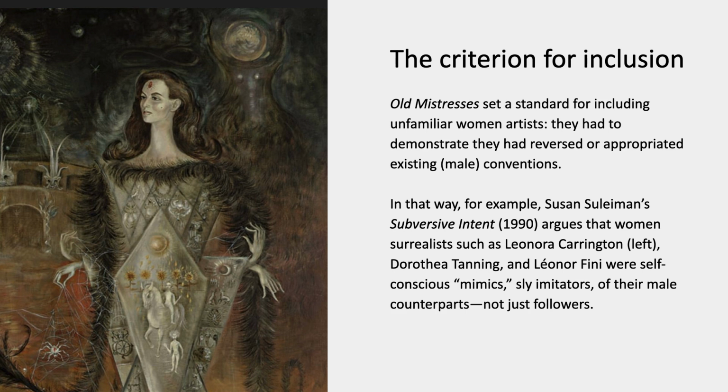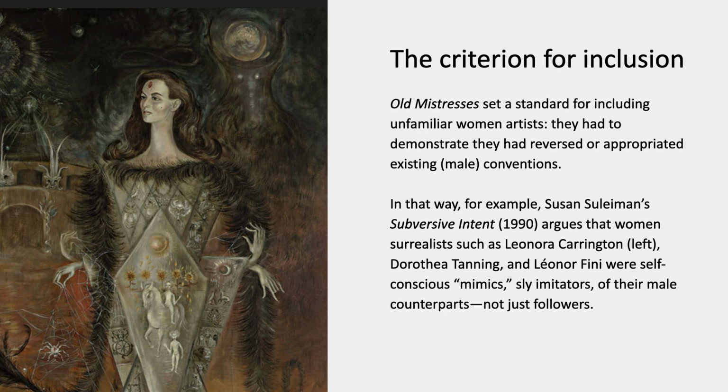Old Mistresses set a standard for including unfamiliar women artists because they had to demonstrate that they had reversed or appropriated existing male conventions. As an example of how influential that particular strategy is, that criterion for including women artists, there's a book by Susan Suleiman called Subversive Intent about women surrealists. And she argues that women surrealists like Leonora Carrington, Dorothea Tanning, and Leonor Fini were self-conscious mimics. They were sly imitators of their male counterparts and not just followers.